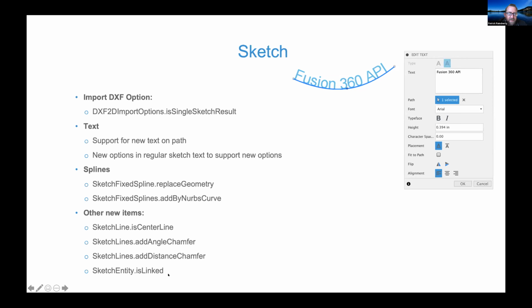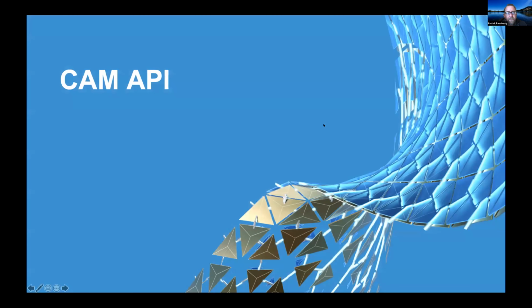And then this sketch entity is linked. This property is available on basically every sketch entity. You can check the is linked property, which is useful to know. Linked meaning that it was, say, projected into the sketch or something like that. So you can figure out whether or not it's dependent sketch geometry, or maybe for dependent geometry, you don't want to do anything with it, for example.